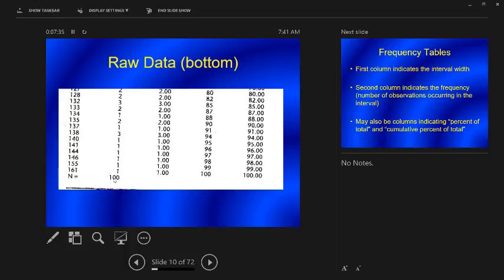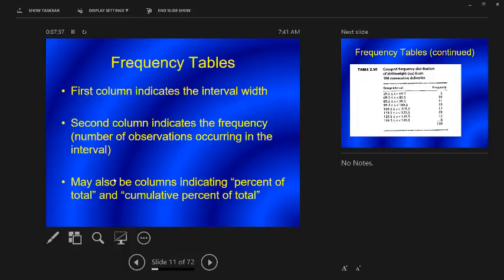So that's something we're going to show: how we could summarize this birth weight data. Some different ways to summarize the birth weight data. One way would be to make a frequency table. The first column tells the interval, for example, the birth weight interval, and we're going to have different intervals of the birth weight. The second column tells how many observations fall in that interval. And then sometimes, but not always, you'll have a column that is percent of total and cumulative percent of total.